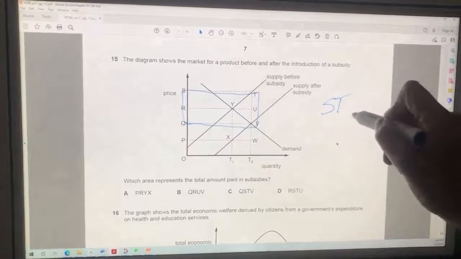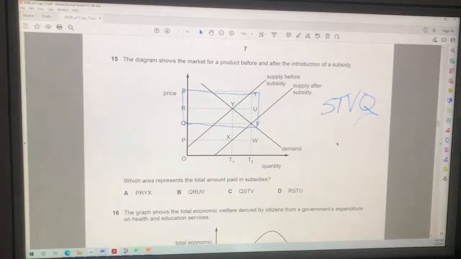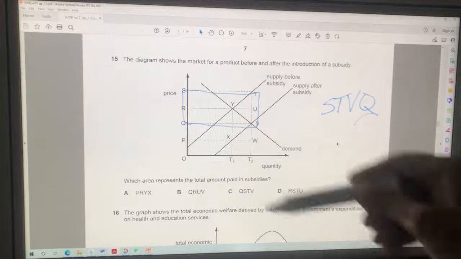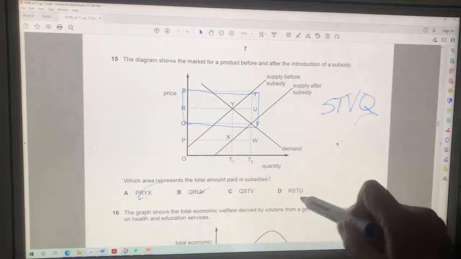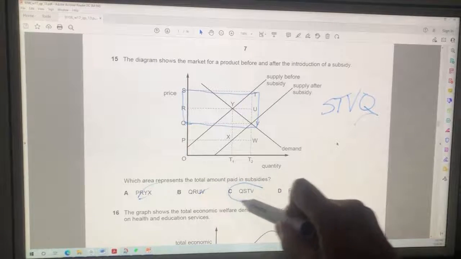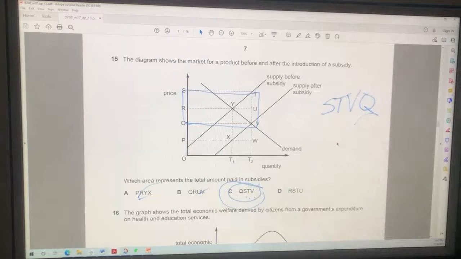STVQ. Right? So I'm just going to go with STVQ. So the answer must be C.